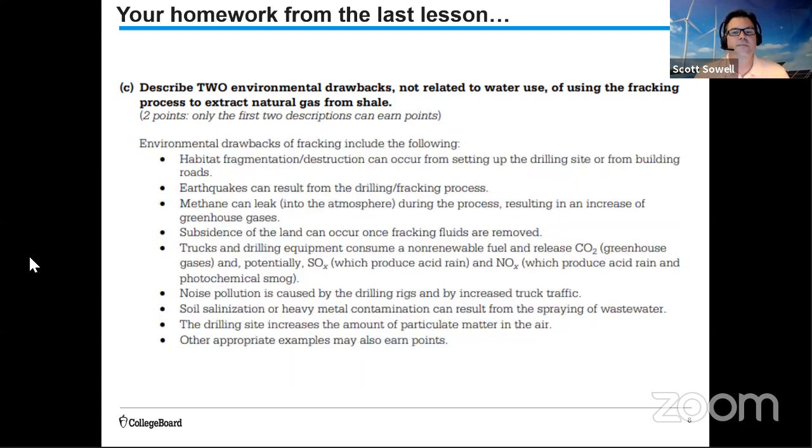So you could have put something about habitat fragmentation from the drilling site, an increase in earthquakes, methane leaks into the atmosphere, causing an increase in greenhouse gases, all of the machines and tractors and drilling equipment that burn fossil fuels would release SOx, NOx, carbon oxides, and all of that stuff into the air. Noise pollution, that's kind of a cool one. Noise pollution from all of the drilling and the truck traffic. So lots of environmental consequences of fracking that are not related to water.